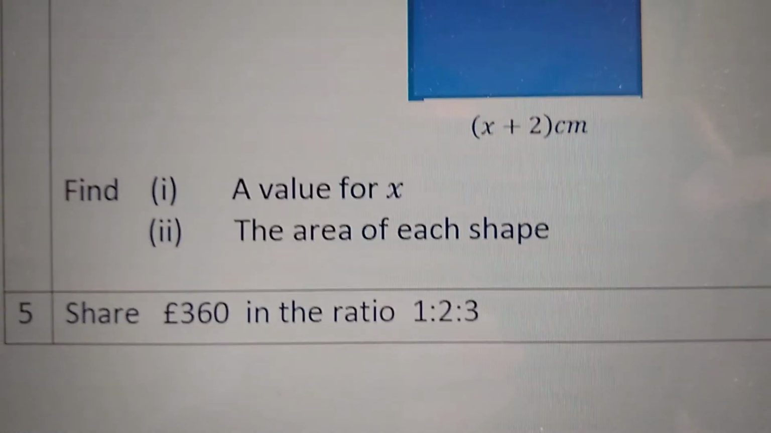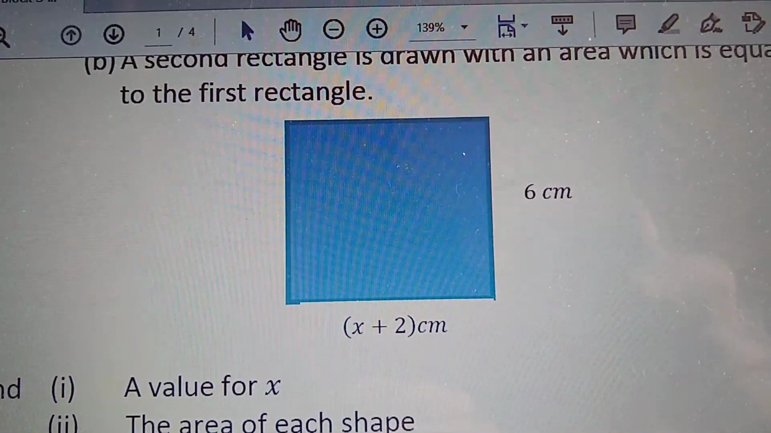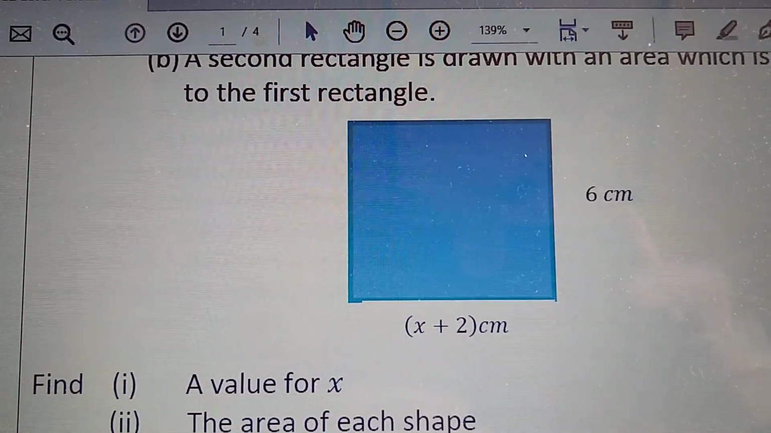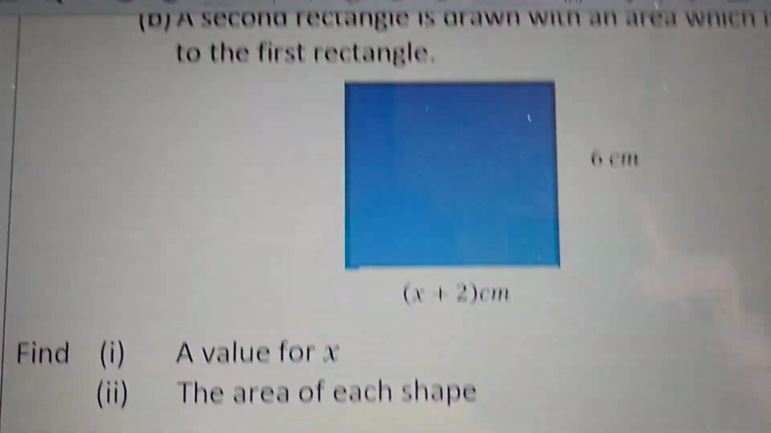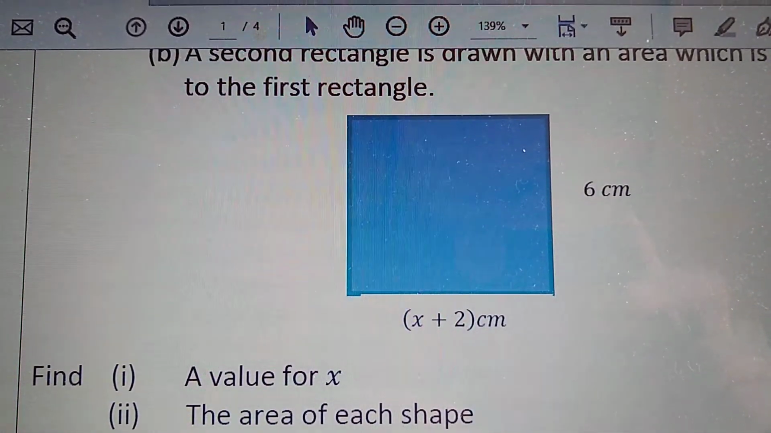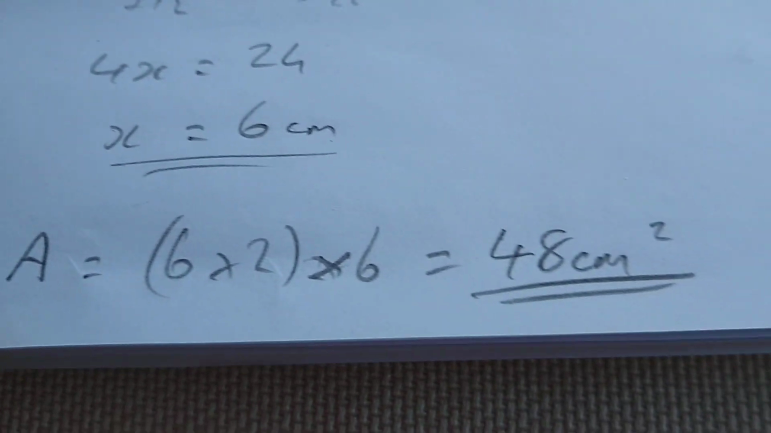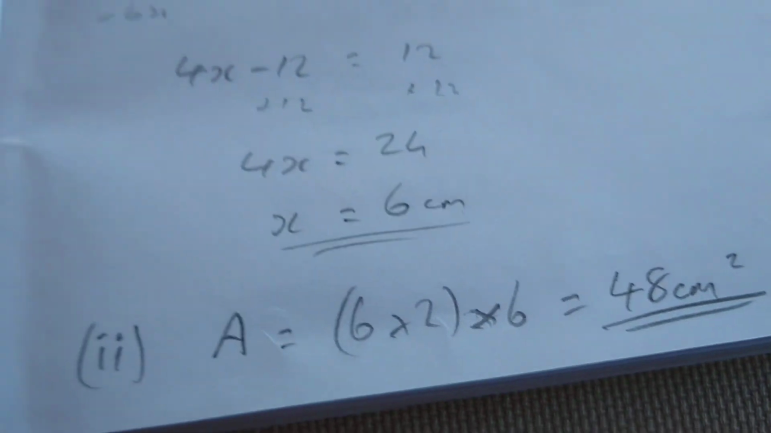Part 2 says find the area of the shape. Well, looking at that, the area is given by 6 times x plus 2. We've just worked out that the value of x is 6. So the length there, instead of x plus 2, would be 6 plus 2, which is 8. Okay, so the area would be 6 plus 2, which is 8, times 6, which is 48 centimetres squared.